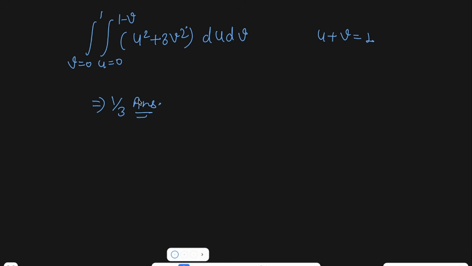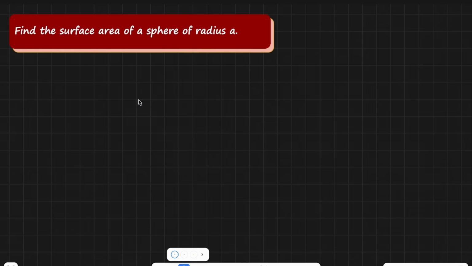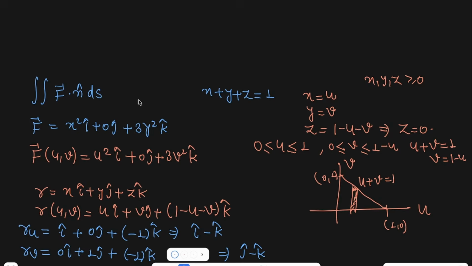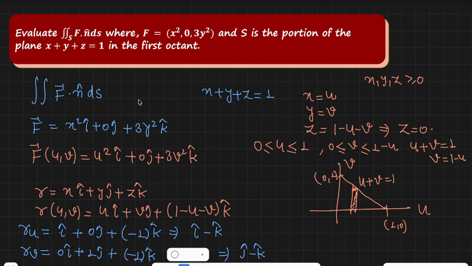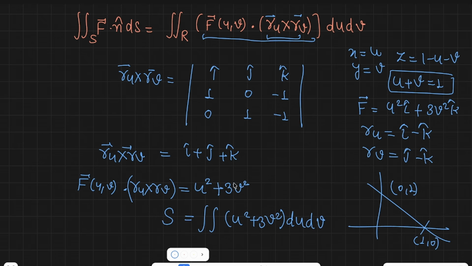Now it is all about solving the double integral. That is a very easy concept. Now come to the next concept, and that is surface area. In the previous case we were finding the surface integral, not the surface area. So you have to repeat this process until here. Here you have to find the magnitude, like 1 plus 1 plus 1, and no need to find this i. That will be the surface area.